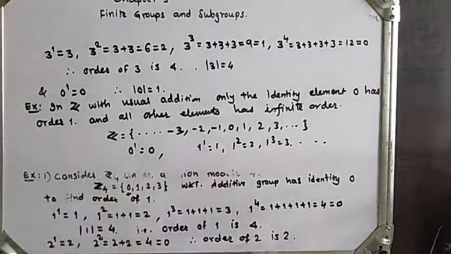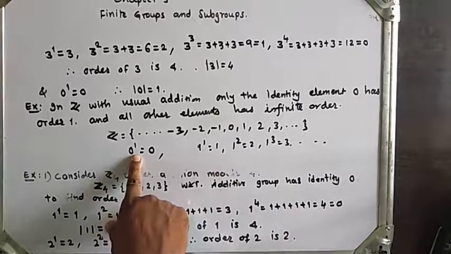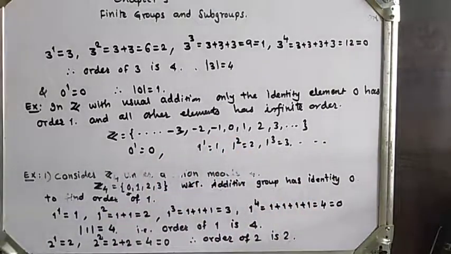So for all other elements, there does not exist an order of those elements, because Z is an infinite group, so it has only one element, 0, that has order 1, and the remaining elements have infinite order.